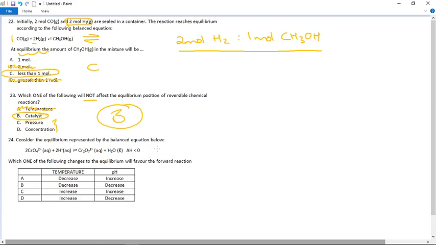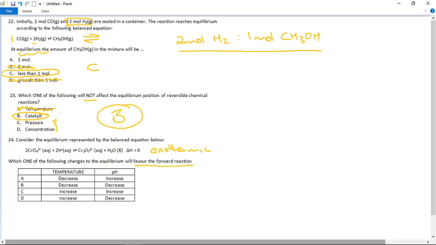Now we have here, consider the equilibrium represented by the balanced equation below. 2 chromate ions plus 2 protons go reversibly to the dichromate ion plus water. Delta H is less than 0, so this forward reaction is exothermic. And so if it's exothermic, let's have a look here. Which one of the following changes to the equilibrium will favor the forward reaction?